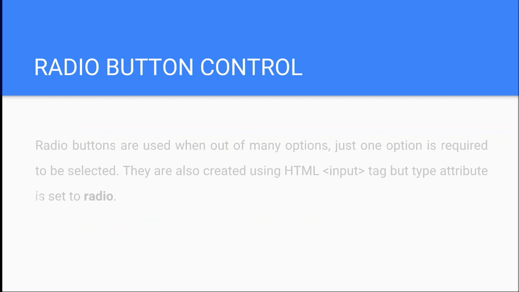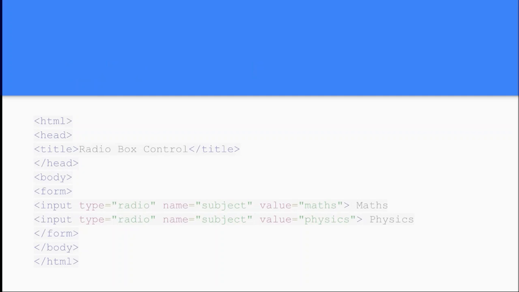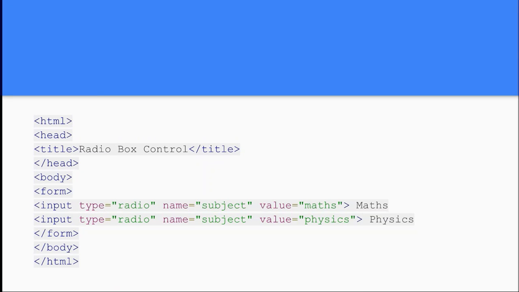And the next option is radio button controls. Radio buttons are used when out of many options, just one option is required to be selected. They are also created using the HTML input tag, but the type attribute is set to radio. Let's have a look at the example here.